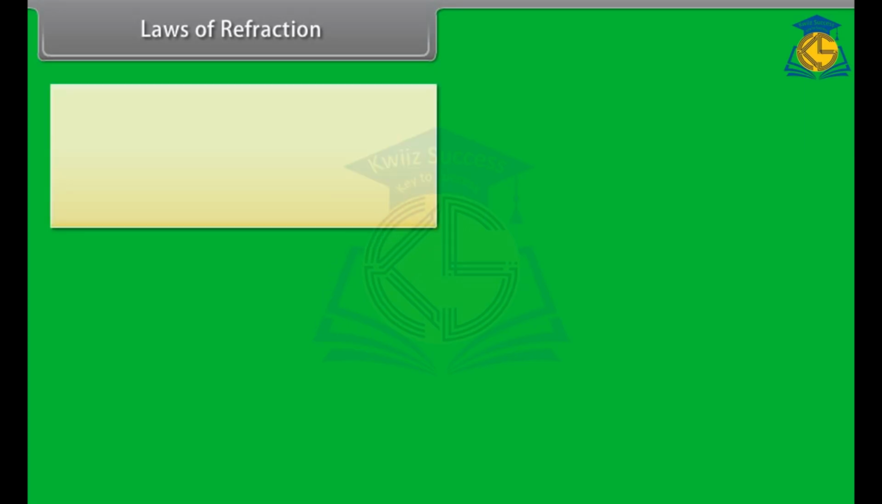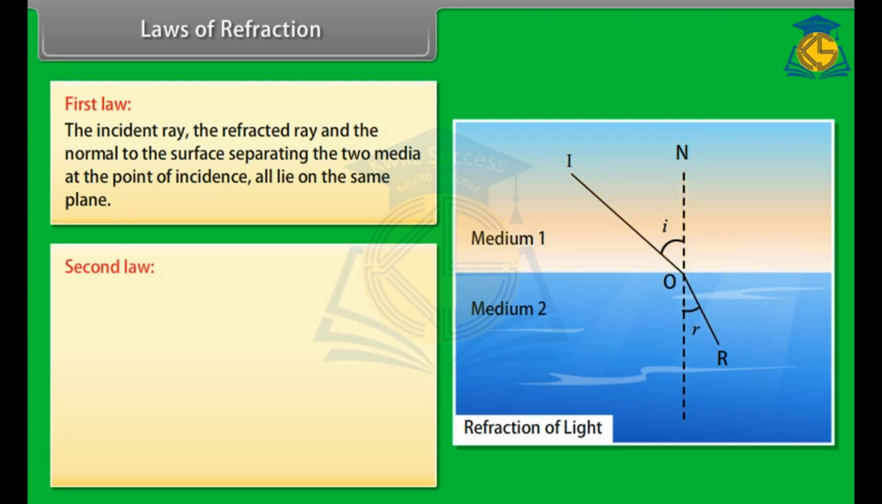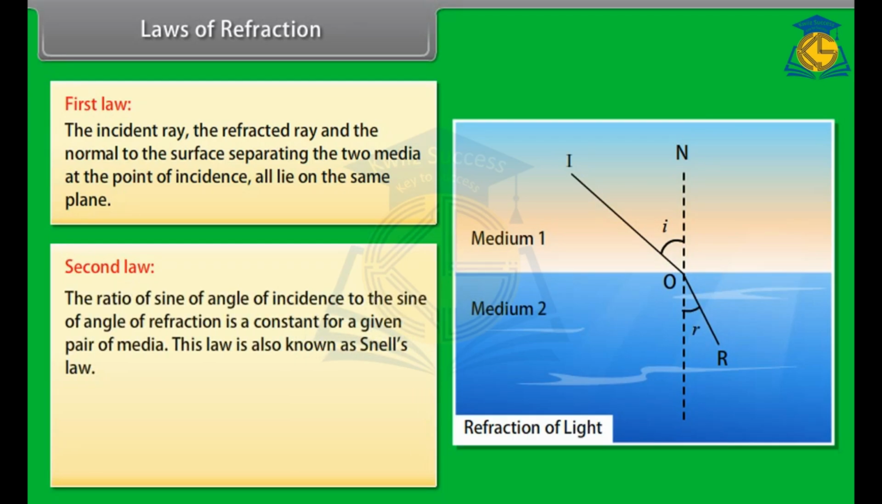Laws of refraction. There are two laws of refraction. First law: the incident ray, the refracted ray, and the normal to the surface separating the two media at the point of incidence all lie on the same plane. Second law: the ratio of sine of angle of incidence to the sine of angle of refraction is a constant for a given pair of media.